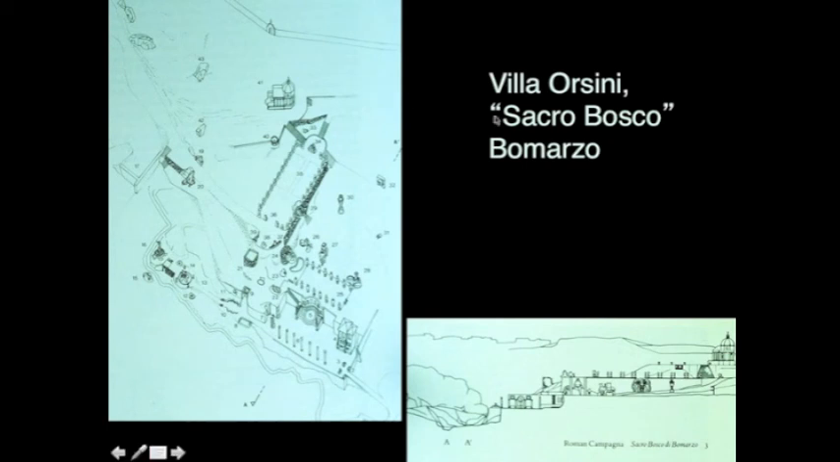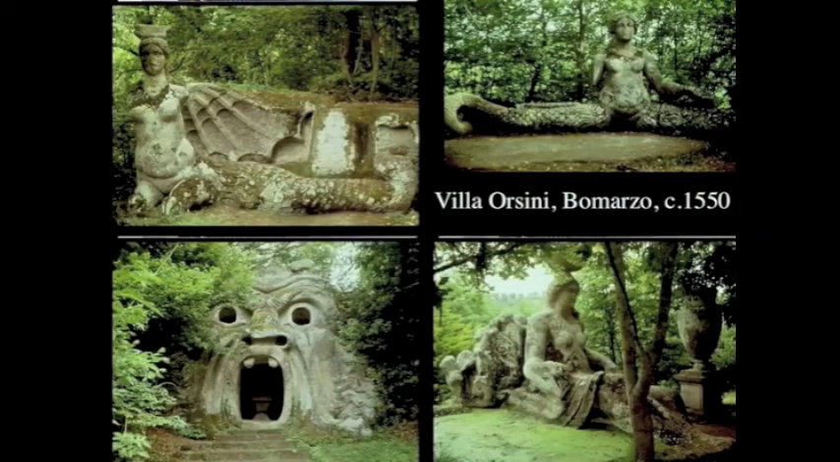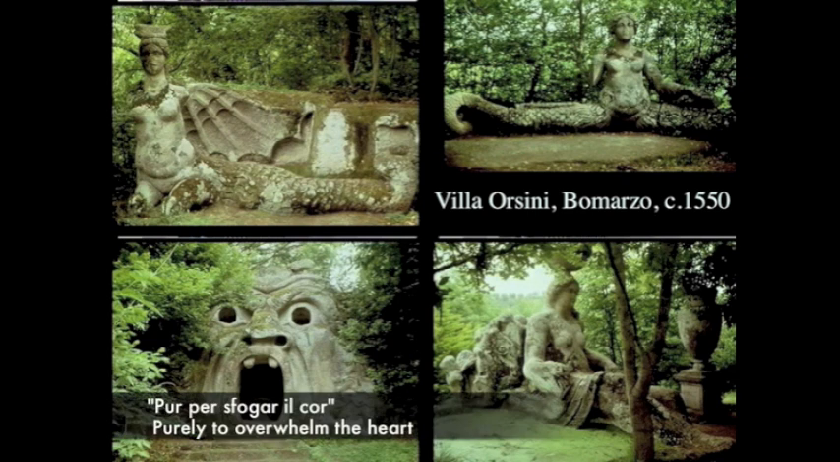And I don't know if that had something to do with a resistance to the notion of ideal geometries and ideal figures. But there's something really strangely overwhelming about this place, with all of these strange monsters all over the place, like the pavilion that we saw, the 50-foot woman, the winged mermaid, the double-tailed mermaid, all of these strange things that you find as you move through the garden derange your senses. And in fact, there are a series of these stone carvings, bits of poetry that you find as you walk through there. And one of them says, pur per sfogar il cor, which means simply to overwhelm your heart. And I think that is key.